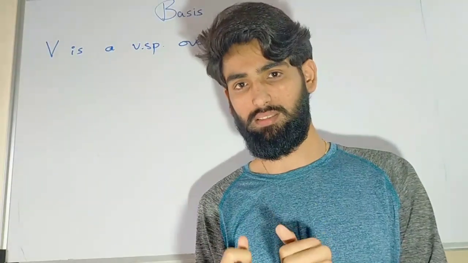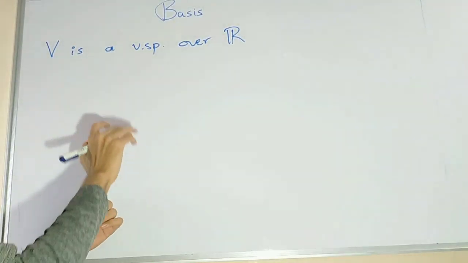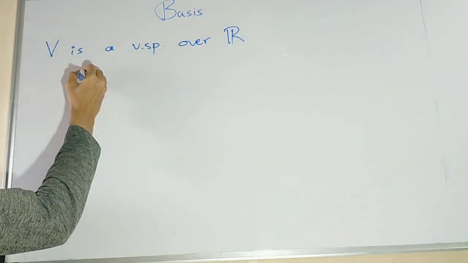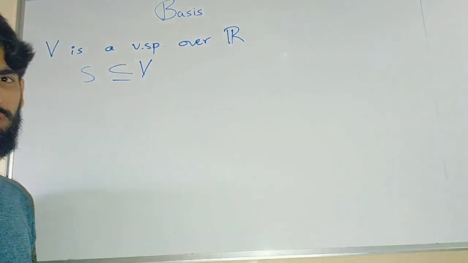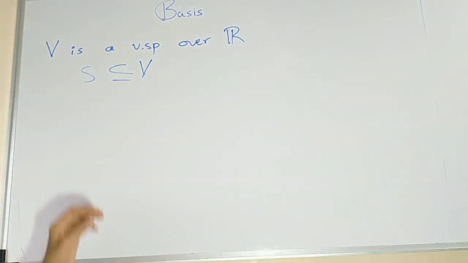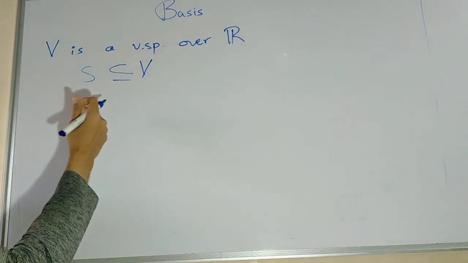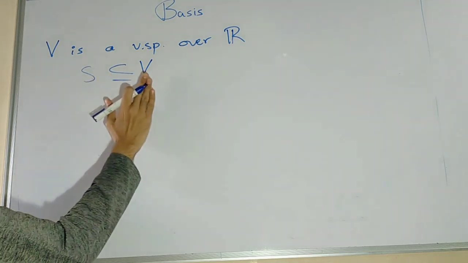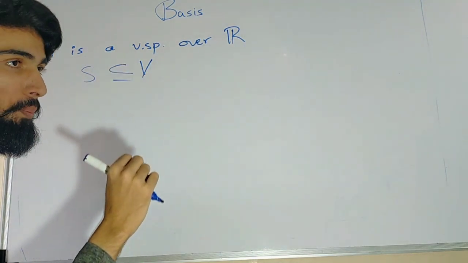So the word basis, I want to define a basis. So basis of a vector space. Let V be a vector space over R and S be a subset of V. S is any subset of V. I am not considering a specific subset, it is any subset. Okay, so it could be empty also, we'll see after some time. So it is any subset of V.